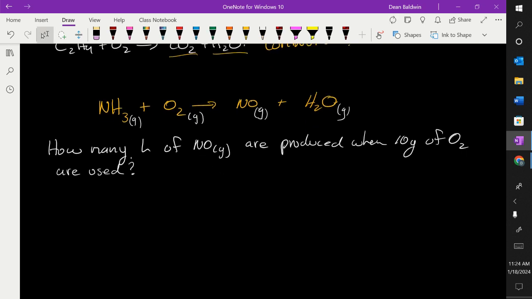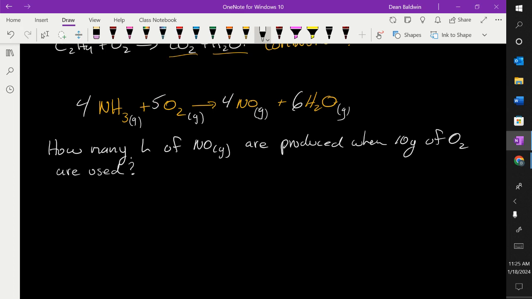Okay. So I give you this. What do you need to do first? Balance it. You have to be able to balance the reaction. Otherwise, it's useless to you. Can you balance that reaction? What is it? It should be 4, 5, 4, and 6.